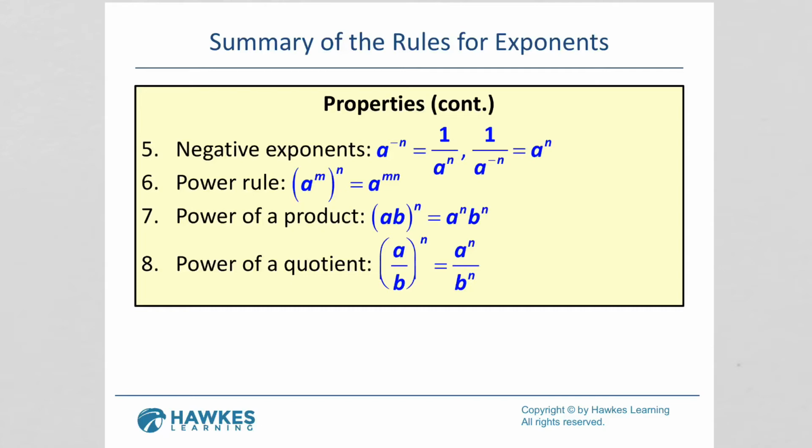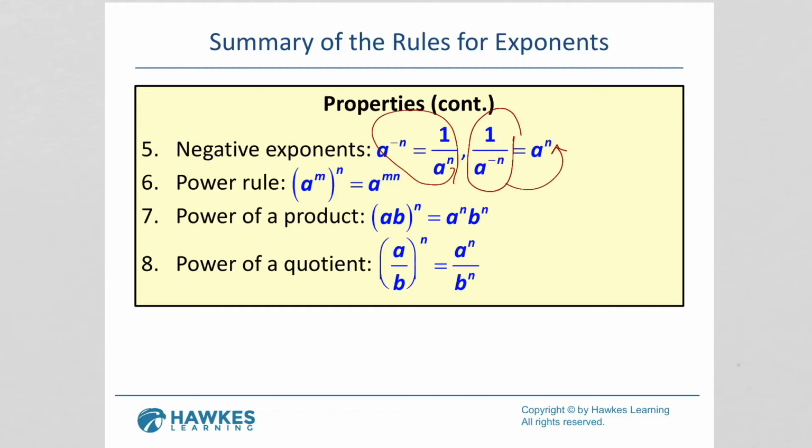Think about negative exponents just changing the position. If you have a negative exponent in your numerator, you need to move it to your denominator and make it positive. That's what's happened right here. If you have a negative exponent in your denominator, you need to move it to your numerator and make it positive. The 6th property is the power rule. If I have a to the m to the n, that's equal to a to the mn.